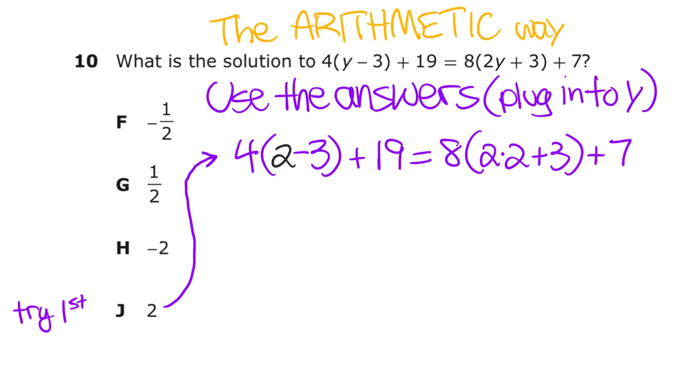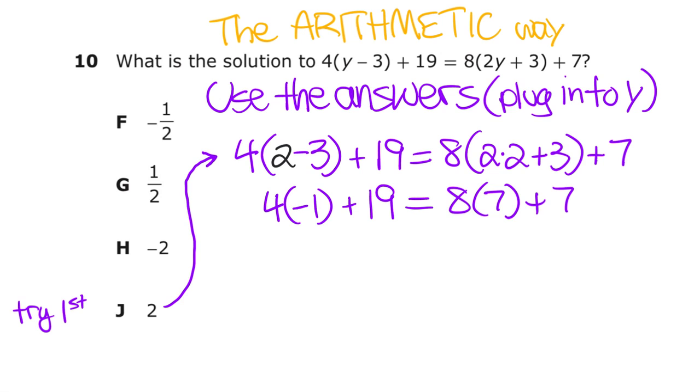2 minus 3 is negative 1, so we have 4 times negative 1 plus 19 on the left. 2 times 2 is 4 plus 3 is 7, so we have 8 times 7 plus 7 on the right. 4 times negative 1 is negative 4 plus 19 is 15. 8 times 7, we've got to know that one. 8 times 7 is 56 plus 7 is 63.